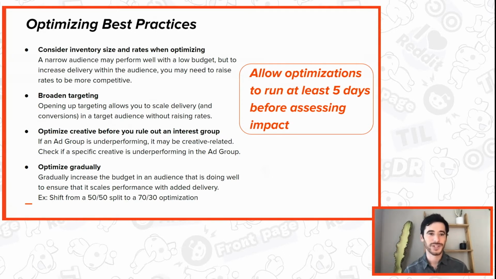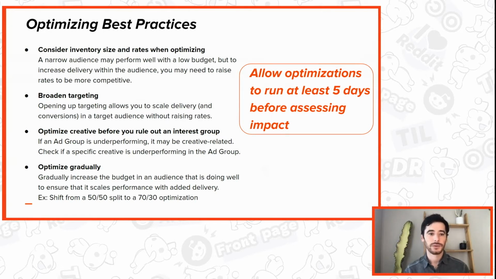First and most importantly, because you can see it in that giant orange text box, please allow your optimizations at least 5 days of delivery before you assess the impact of whether it worked or not. You will not, more than likely, see a change in your campaign a day after optimizing it. You really need to give it time to assess: did this work or did this not work?